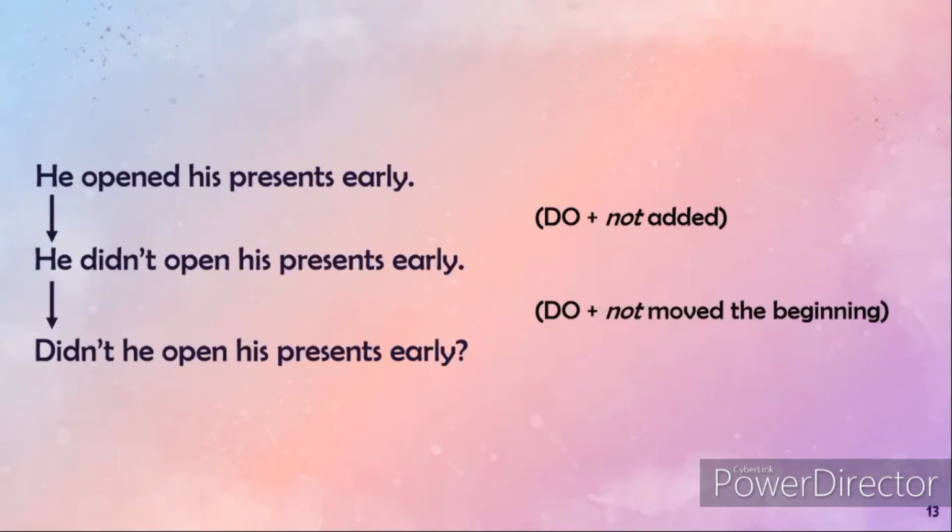When making a question using negative yes or no, just like this example, didn't he open his presents early? Do plus not moves to the beginning. The word not moves to the beginning, or it just moves and inserts not in the beginning.